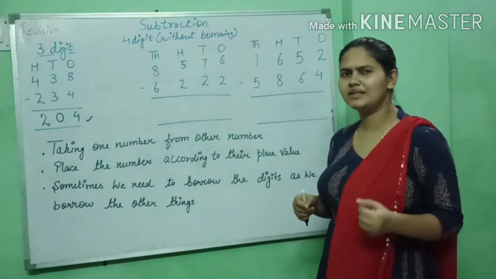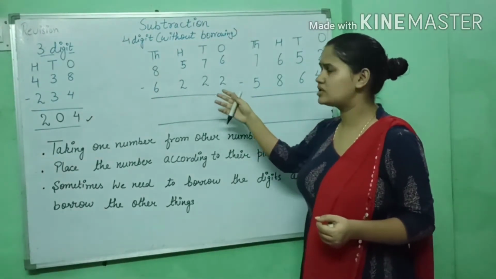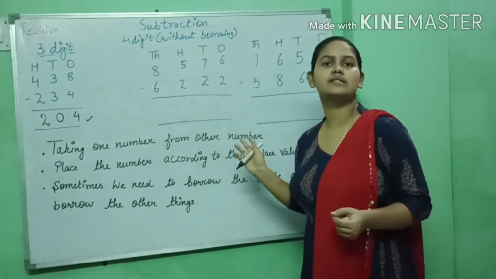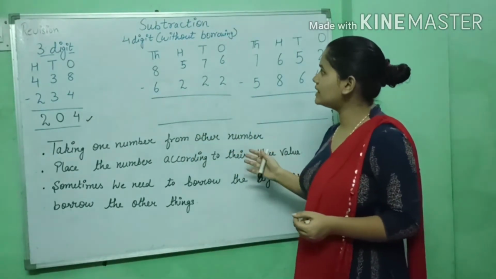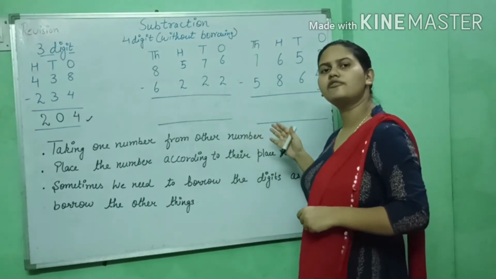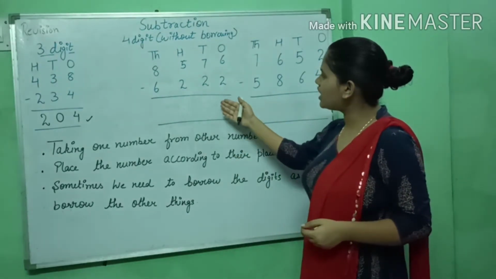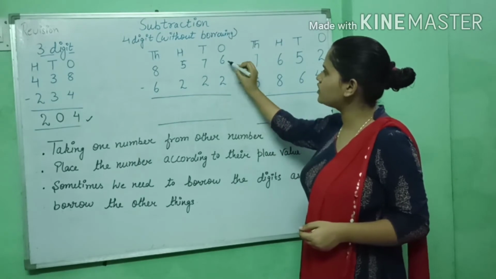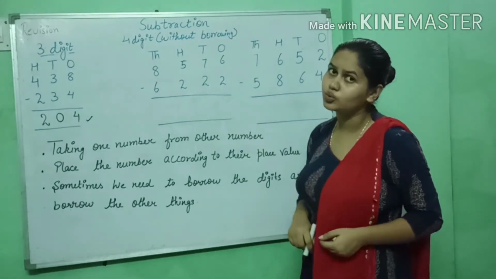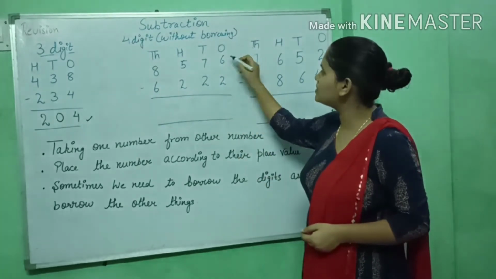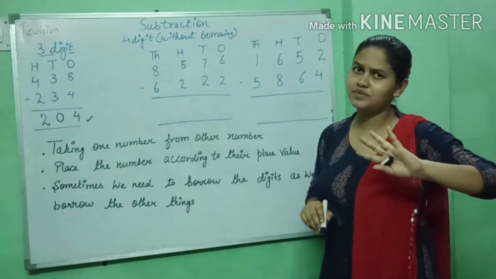Now a little bit harder, right? So let's start with the 4-digit numbers. In this number, as usual, we start from the ones. When we start from the ones, as we have 6, we have to minus 2 from 6, using tips, okay?